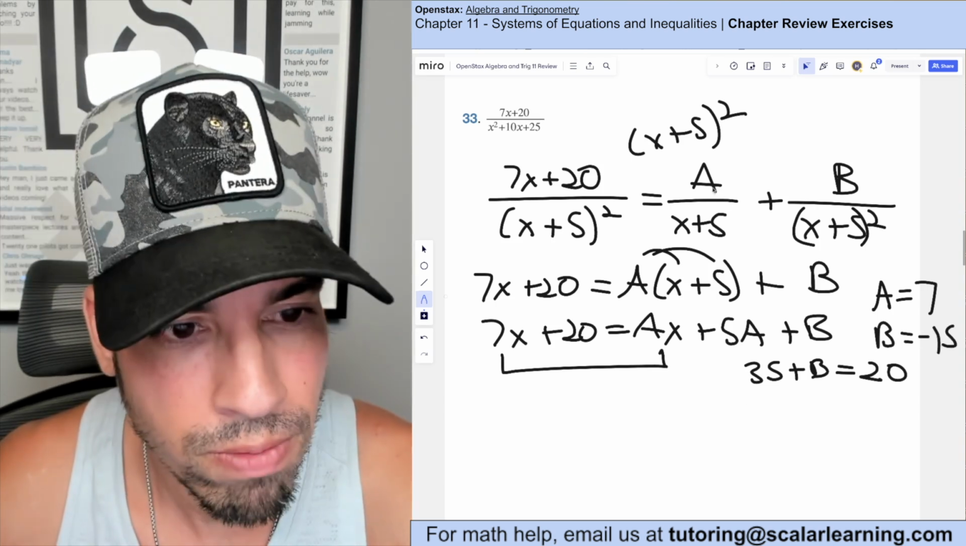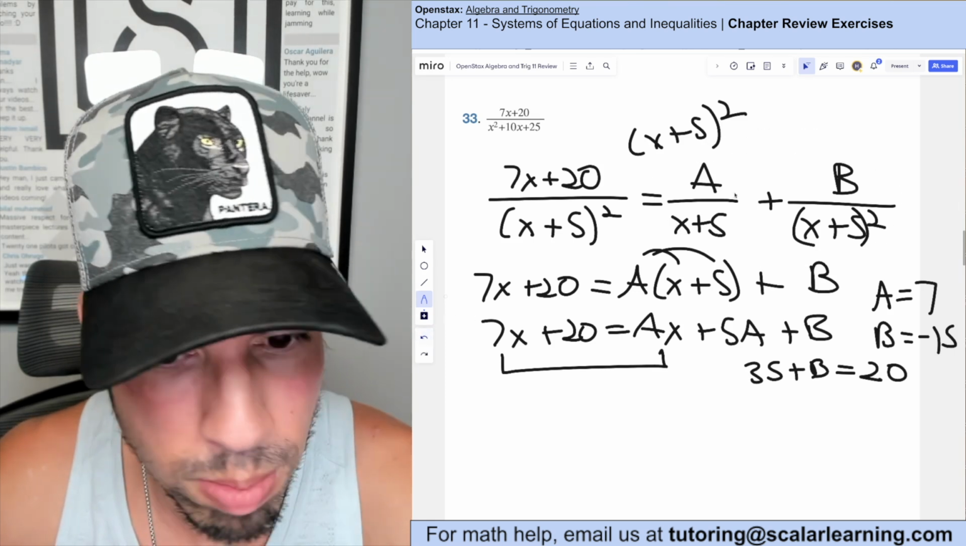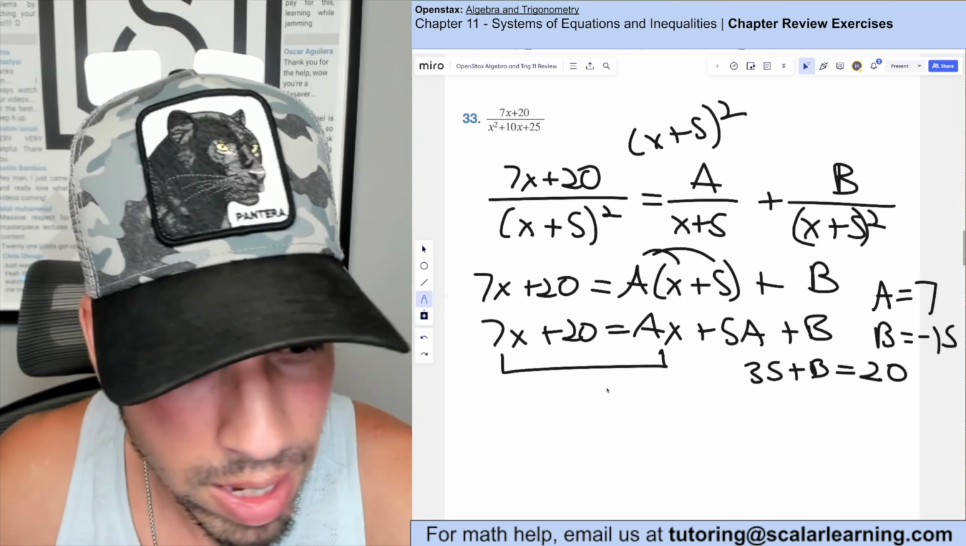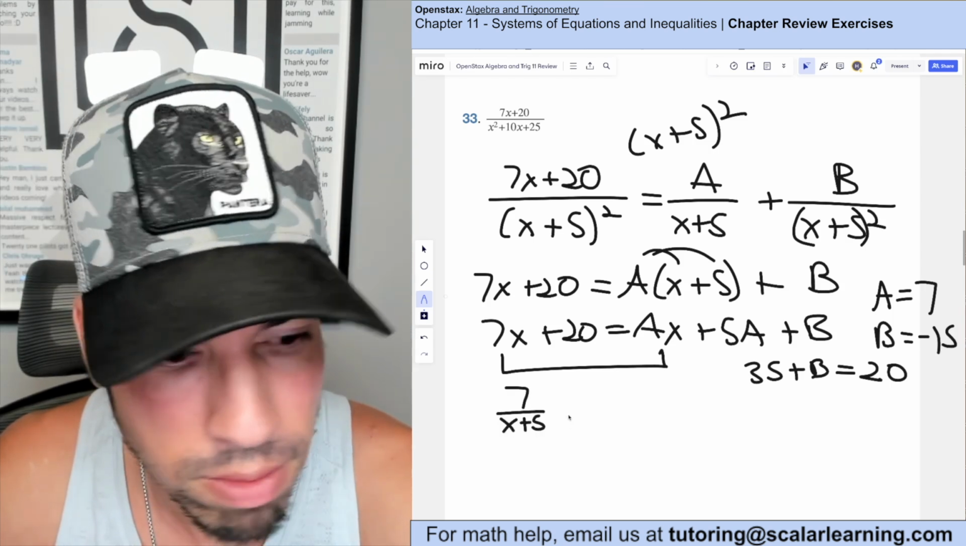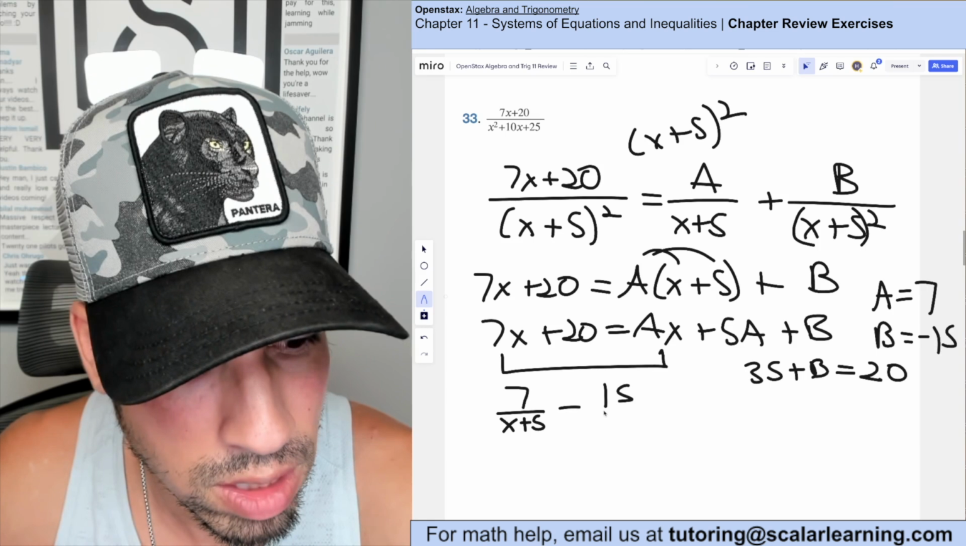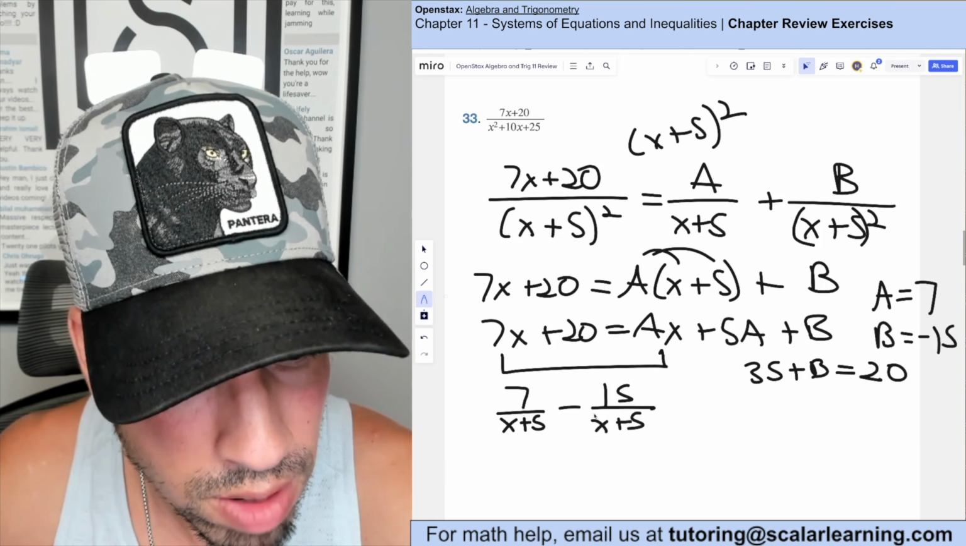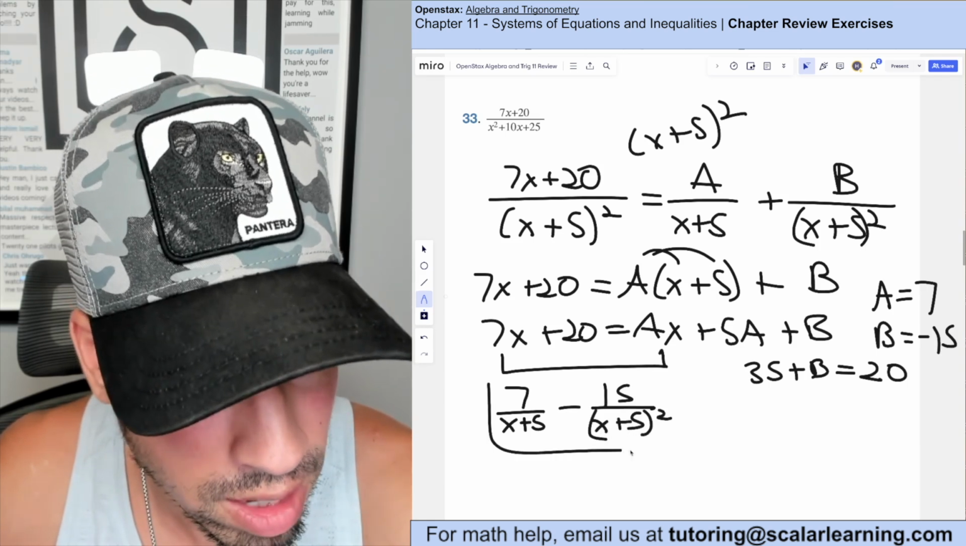All right, so our final answer is, now we come back here and we replace the a and the b with our values. So we got 7 over x plus 5, and then we got minus 15 over x plus 5 squared. And that is how you do it.